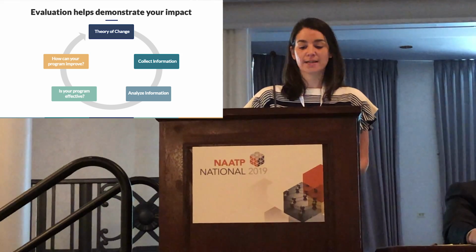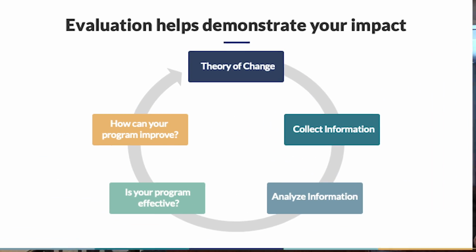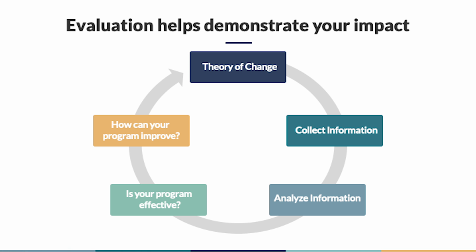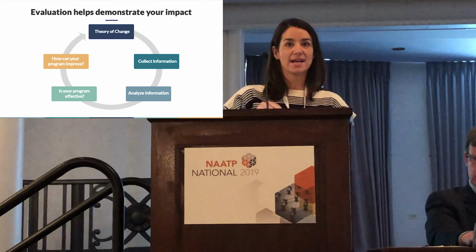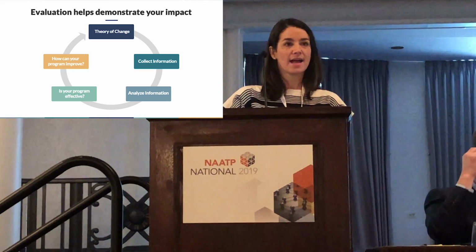You're demonstrating your impact. Starting with your theory of change, you move into the research and into the methods that will help you demonstrate that theory of change. So you're collecting information. This is measurement. You are then analyzing that information and using that information to answer these key questions. Is your program effective? How can your program improve? What elements of your program are most effective? What elements of your program have most room for improvement? And in research, we think about this as where you want your feedback loop to be.